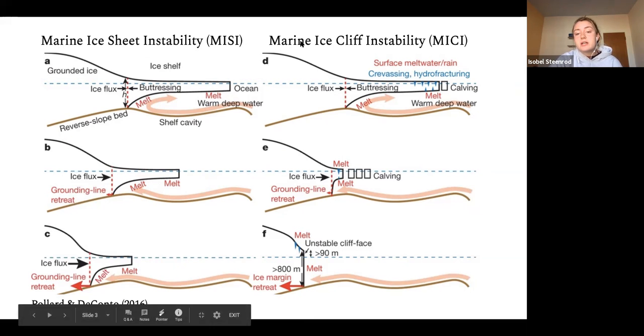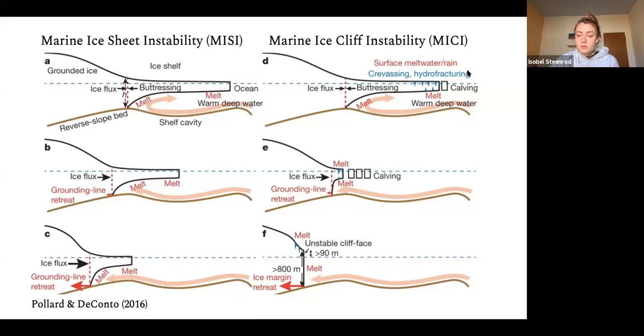And then the other one is marine ice cliff instability, which is a bit more of a controversial mechanism for ice sheet collapse. It's only seen in Greenland right now, not really witnessed or studied on any Antarctic ice sheets. But it's basically when surface meltwater or rain causes crevassing and hydrofracturing on the surface of the ice shelf, along with the warm deep water melting, and the ice shelf will calve off in giant blocks, which reduces, again, the buttressing effect on the rest of the ice sheet.